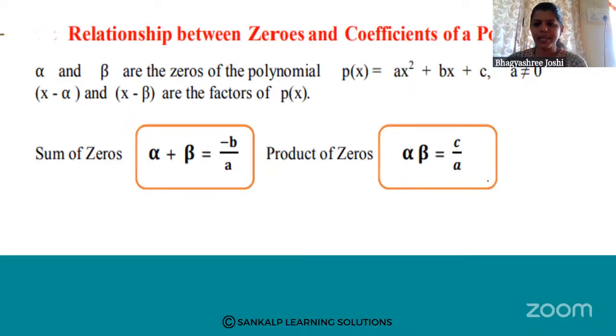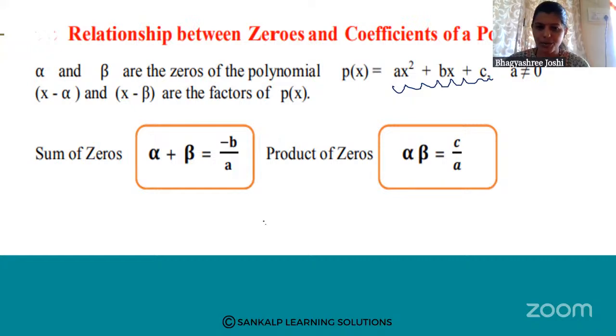Okay. So the next topic is the relation between zeros and coefficients of a polynomial. What do you mean by coefficient? That you already know. See, alpha and beta are the zeros of the polynomial P of x is equal to ax square plus bx plus c. Here we are considering a quadratic polynomial, right? ax square plus bx plus c is the standard form of a quadratic polynomial.